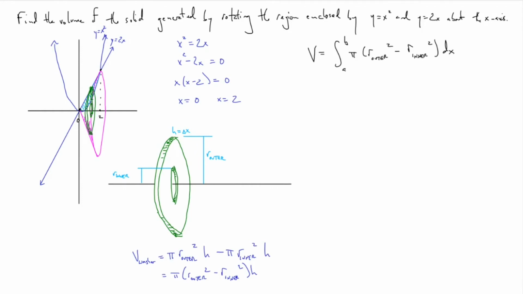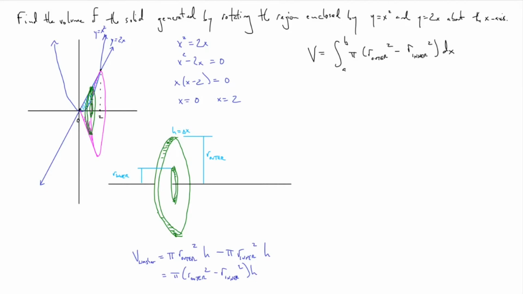In this context, the h was the delta x, and as you go to infinity, that becomes the dx. So in general, the volume of some solid of this sort from some x value a to some x value b is always the integral from a to b of pi times the outer radius squared minus the inner radius squared, with respect to x. All that's left for this particular problem is to determine what the outer radius is and what the inner radius is.